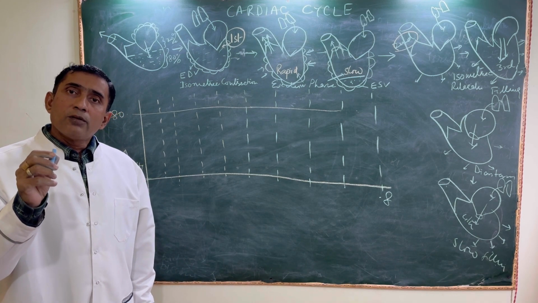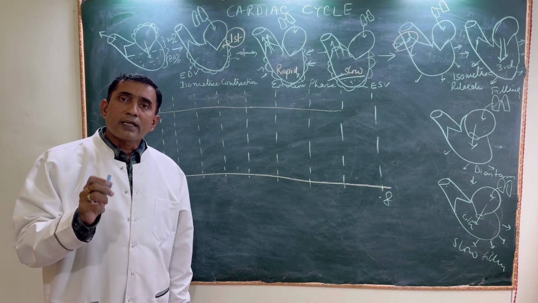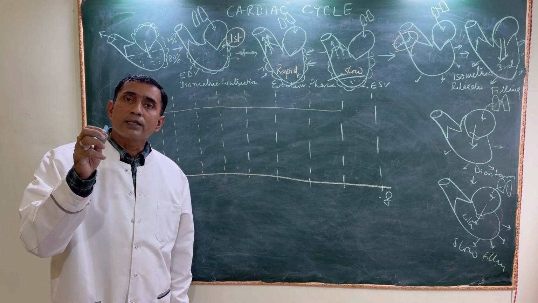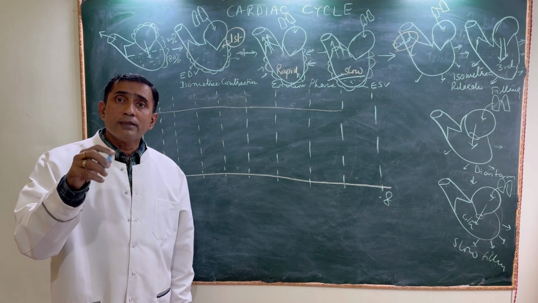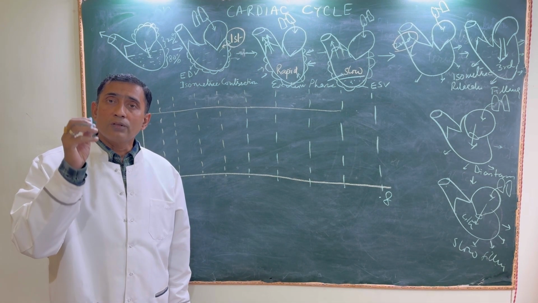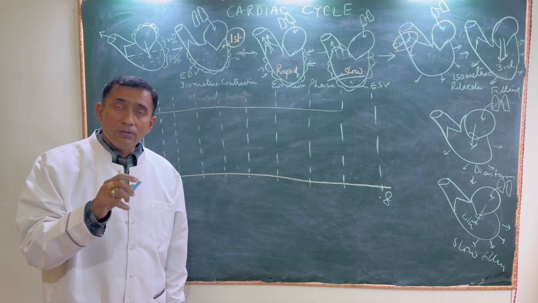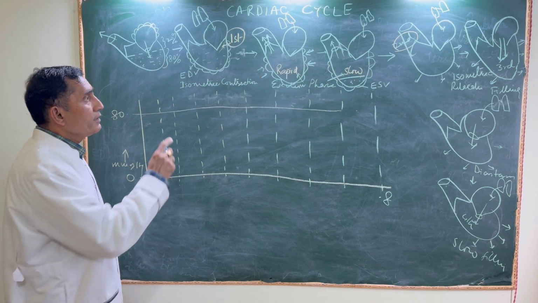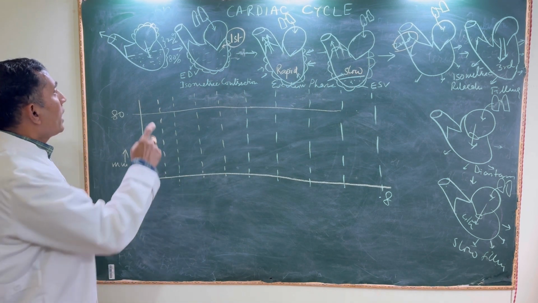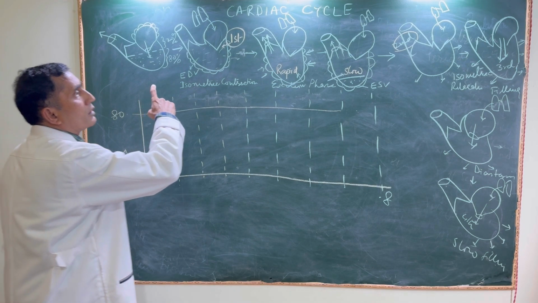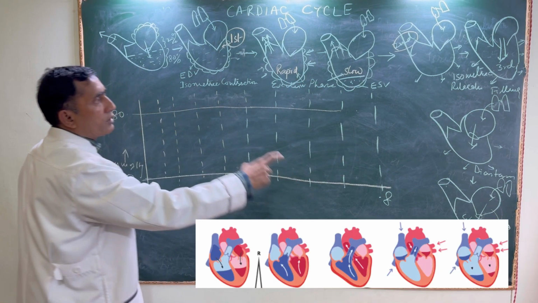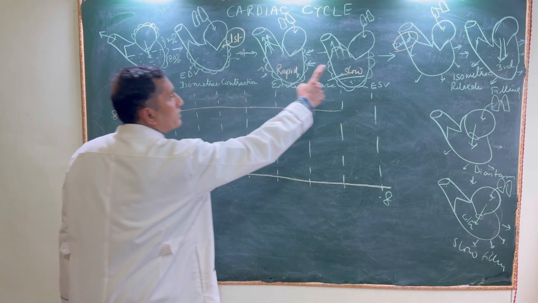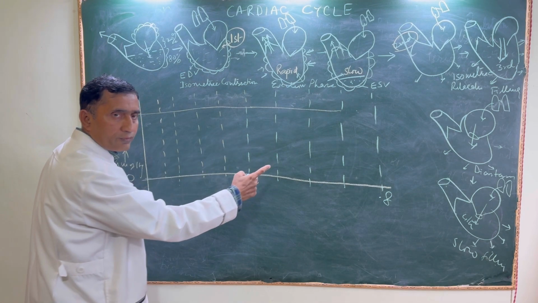As I have already told you, the cardiac cycle can be represented with the help of a diagram and with the help of a graph. The diagrammatic representation I have already made. Now if we look at the graphical representation of the cardiac cycle, just look at this board. I have drawn the diagrammatic representation. Now with the help of this diagram, we will make a graph.